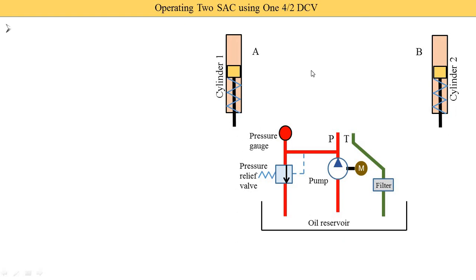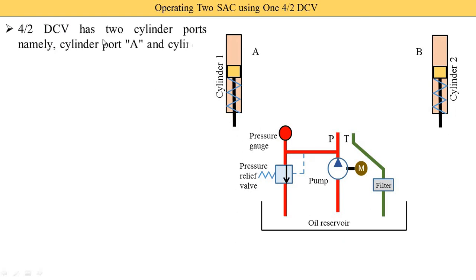Now next we use the 4x2 DCV. The 4x2 DCV has two cylinder ports, namely cylinder port A and cylinder port B. Here you see the first position. The second number in 4x2 is 2, meaning there are two positions, so we need to draw two squares. This is the first square. In the first square, or first position, four ports are there: this is the P port, this is the T port, and here cylinder port A and cylinder port B. According to the flow, we draw the arrows. Here oil moves from P to A, that's why the arrow is in the upper direction. On the other side, oil flows from B to T, so it is in the downward direction.